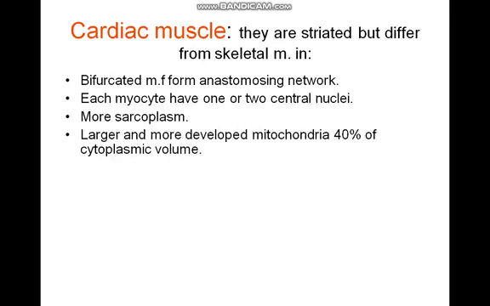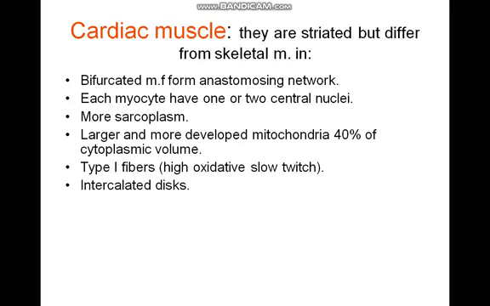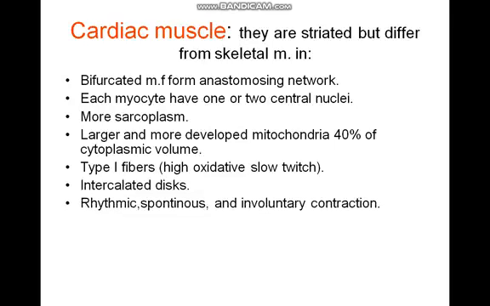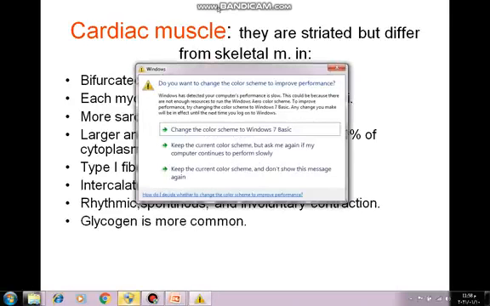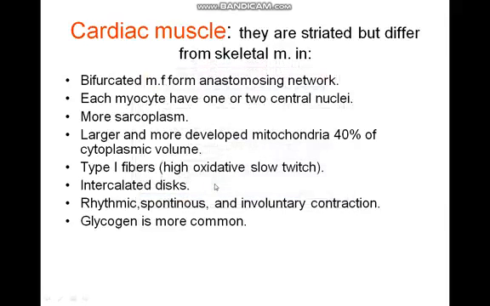They have larger and more developed mitochondria comprising 40% of the cytoplasmic volume and contain mainly type 1 fibers, which are highly oxidative, slow-twitching fibers. They contain a structure called the intercalated disc, found at the site of the junctional complex between adjacent myocytes, and they undergo rhythmic, spontaneous and involuntary contraction. Glycogen is present in skeletal muscle and in cardiac muscle, and absent in other types of muscle tissue. Lipofuscin granules are present within the myocyte.